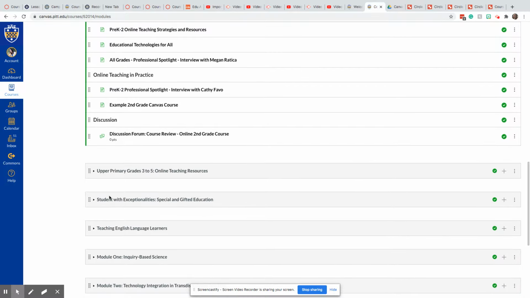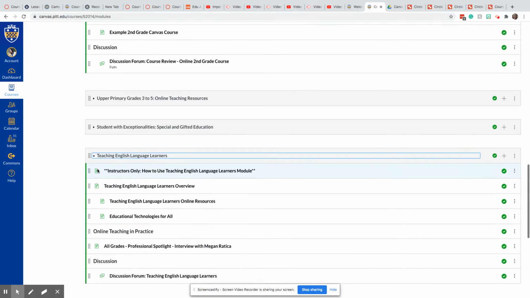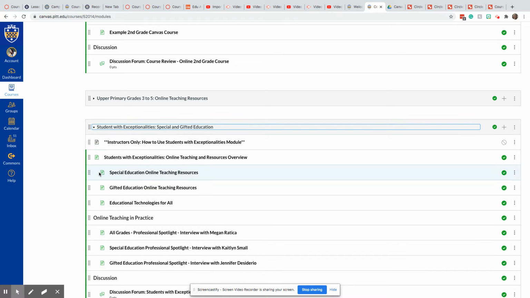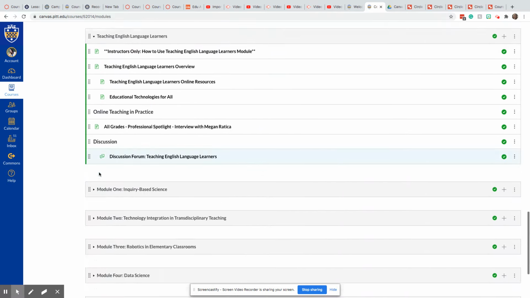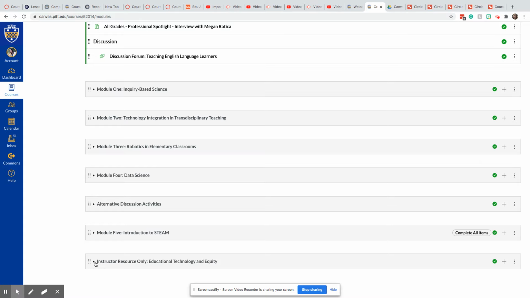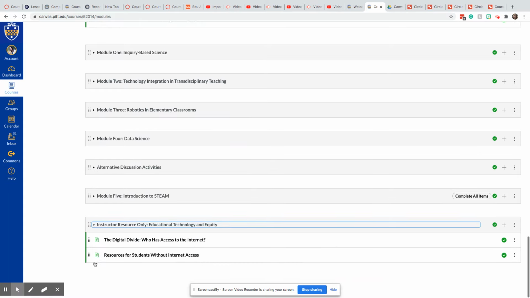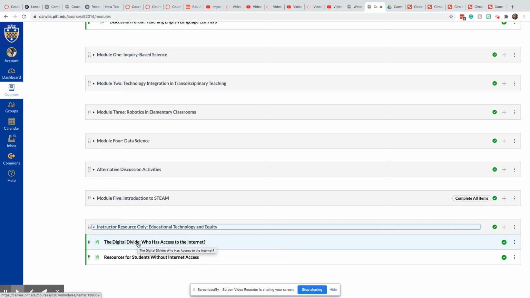The next two modules, Students with Exceptionalities, Special and Gifted in Education, and Teaching English Language Learners, are going to be at the bottom of the course. You're going to be talking about these in some of your other courses, but for some of you, these are going to be really important to take a look at now, just given your context. So I did want you to have access to those as well. So please take some time taking a look at those and considering some of the tools that might be useful for your students. The last module is about educational technology and equity, and I've put that at the end. We'll work through that at the end of the course.